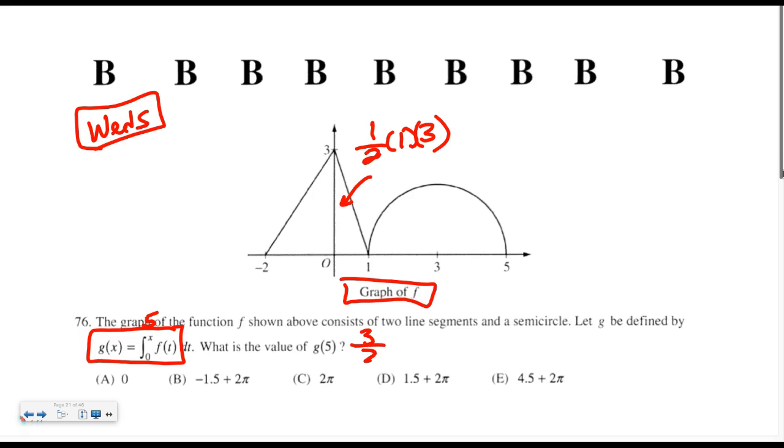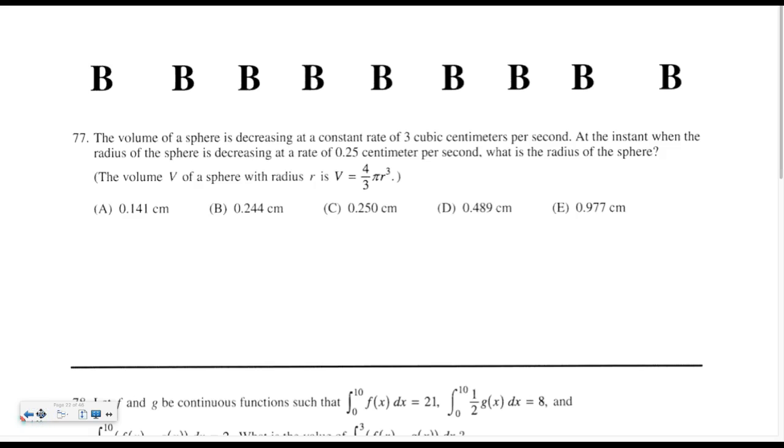So we would do 3/2 plus, and then we do the area of the circle. It's pi r squared, but this is a semicircle. So this would be a positive 2 pi since it too is above the x-axis. So I'd have 3/2 plus 2 pi, which gives me the answer of D. No calculator even necessary for that one.